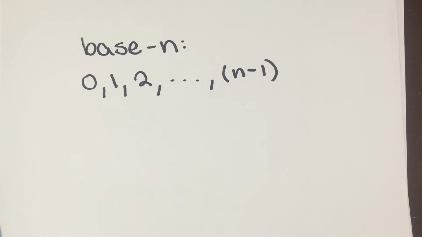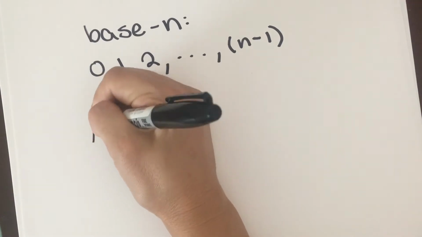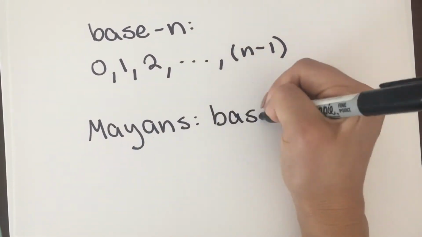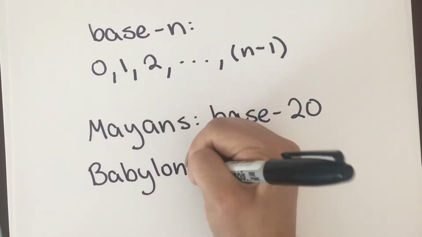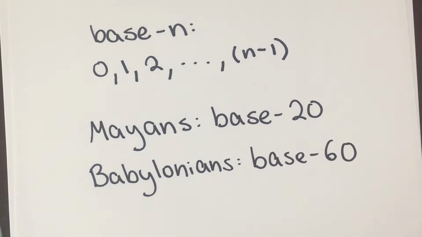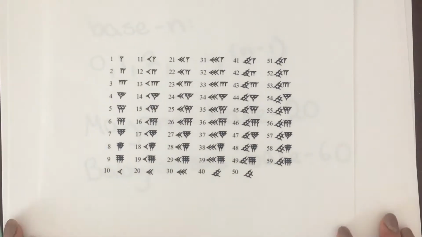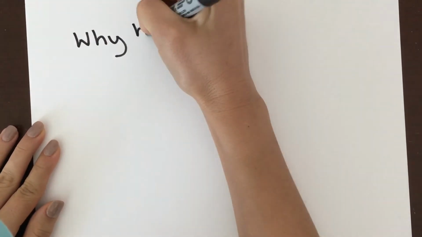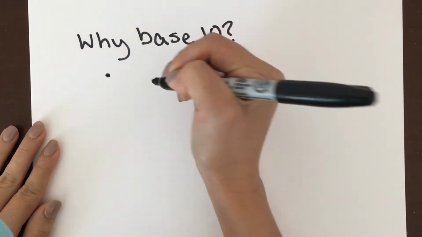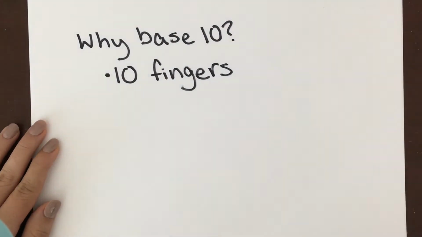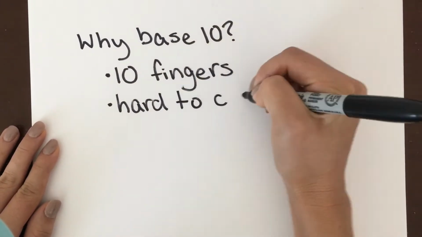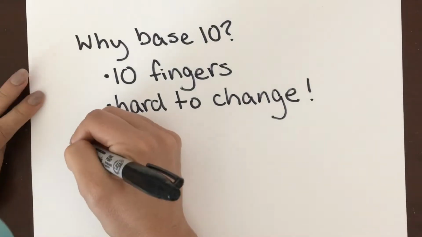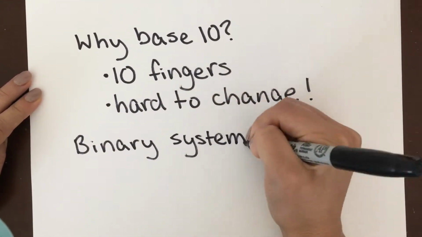Base 10 is most commonly used today, but it hasn't always been that way. Ancient Mayans worked in base 20, while ancient Babylonians worked in base 60. This means that Babylonians had to have 60 different characters to be their digits. So why is base 10 so commonly used? Historians think it's because a lot of civilizations based it off of us having 10 fingers. Now that it is this way, it's really hard to change, so it's likely we'll keep using base 10.